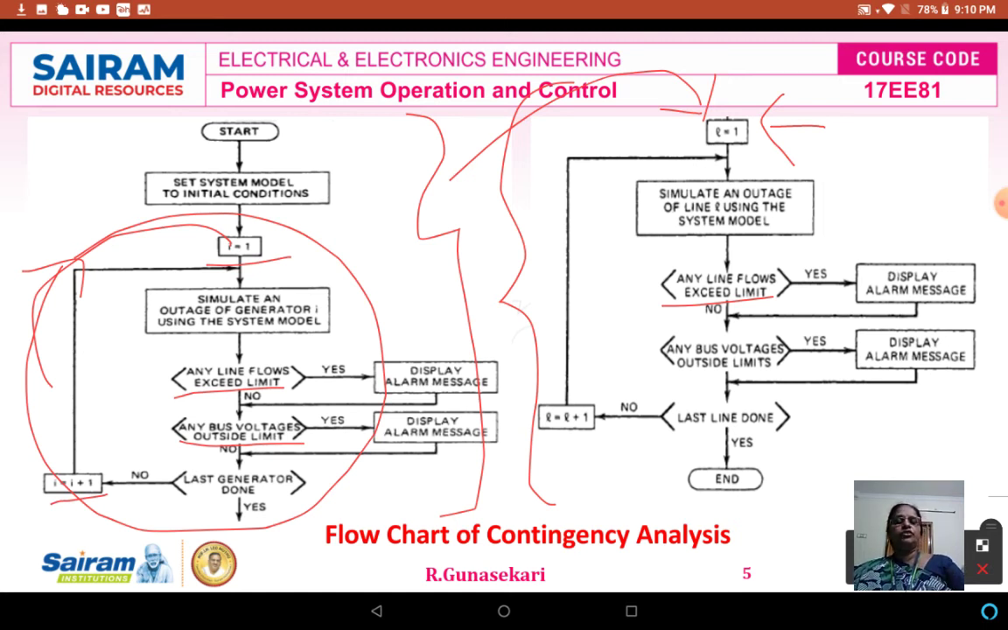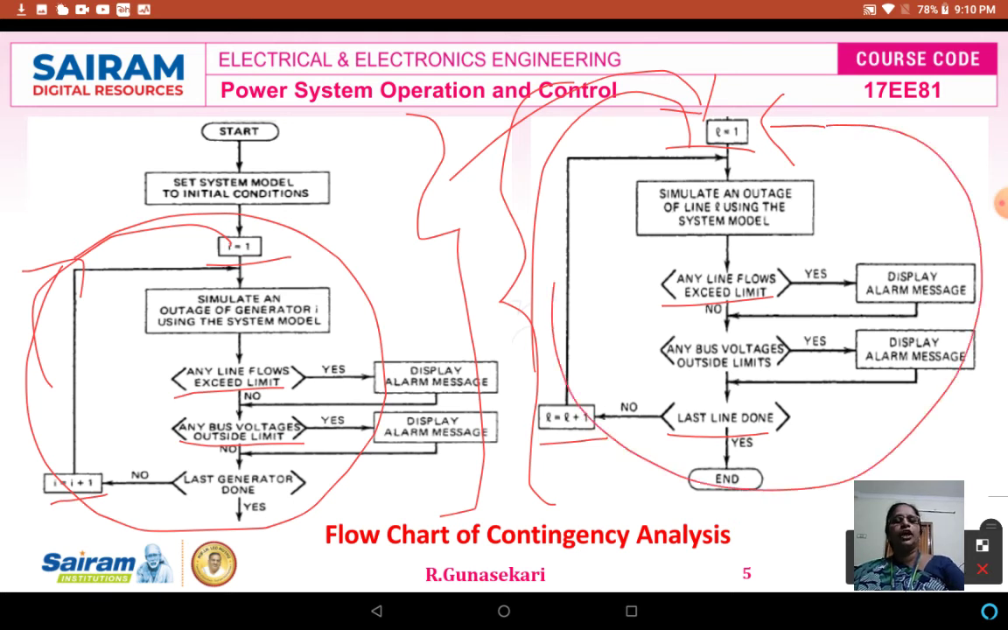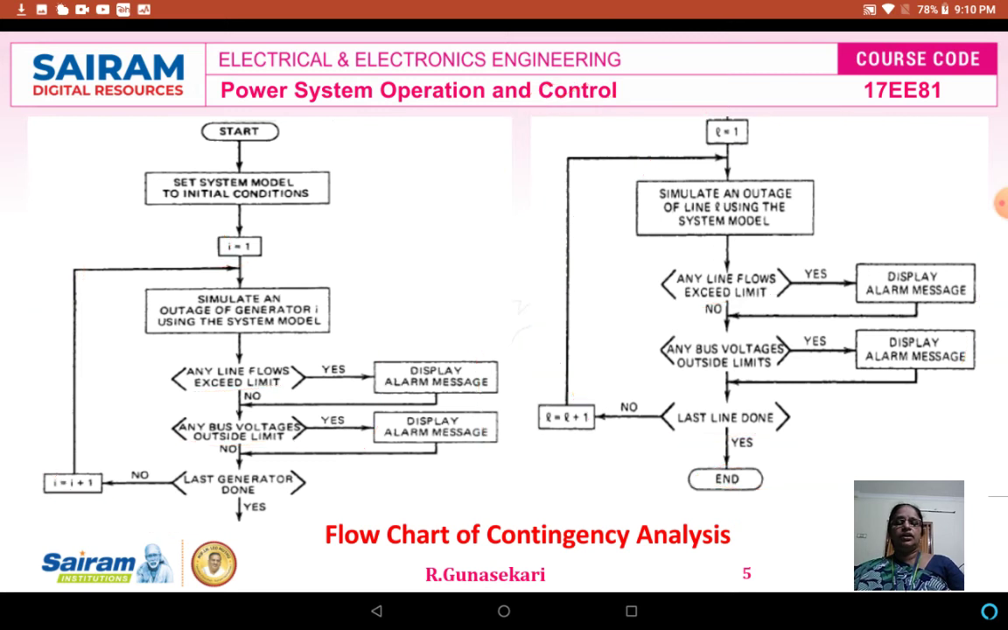Then again you have to check whether this is the last line. This is not the last line. This is the first line. Again the line is incremented, that is L equal to L plus 1. Again a check. So like that the loop should continue until the line reaches the last line. Then the last line is done. If yes, the contingency analysis procedure ends. So this is the way of the procedure.